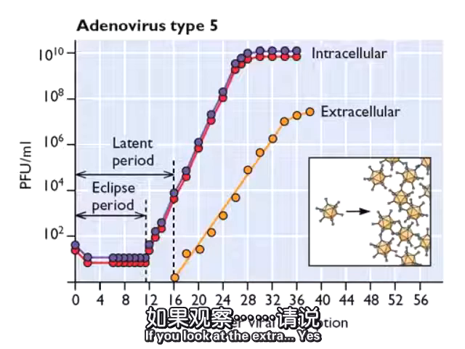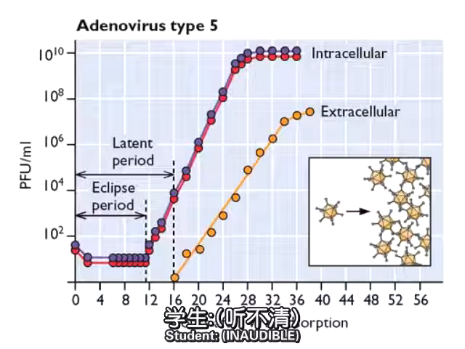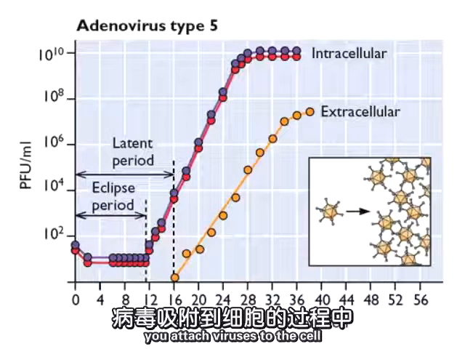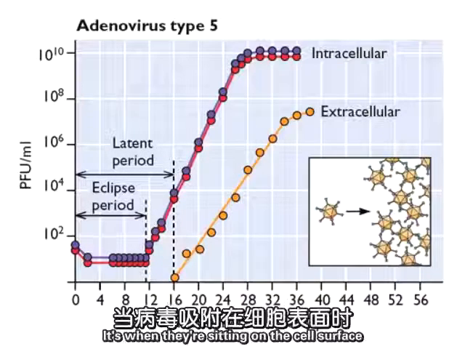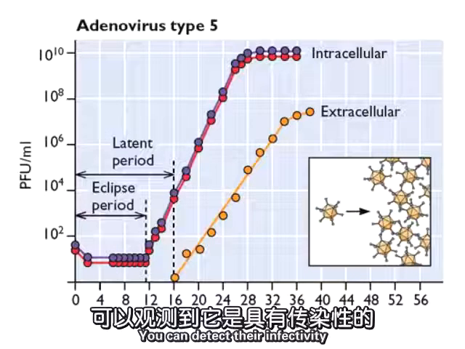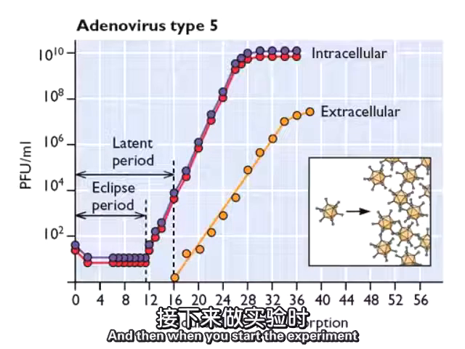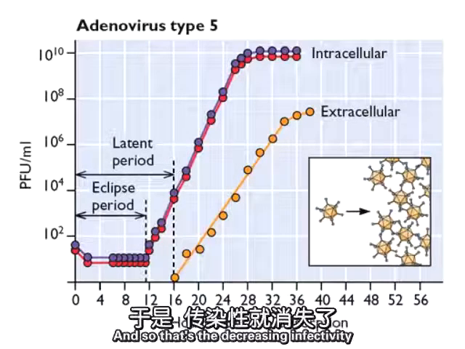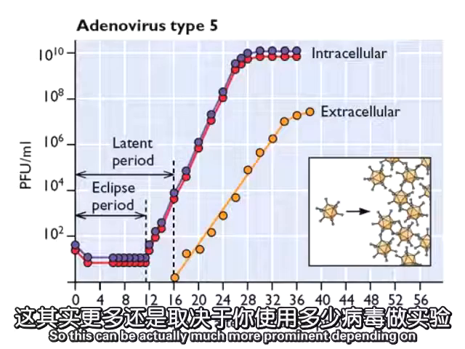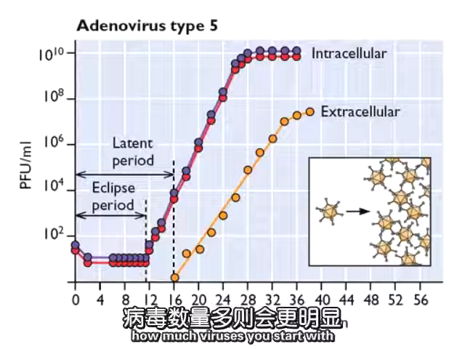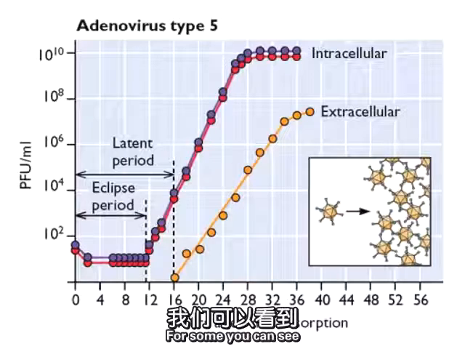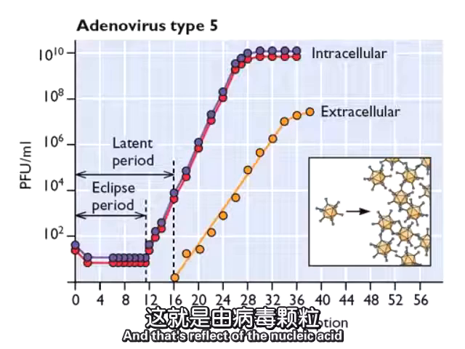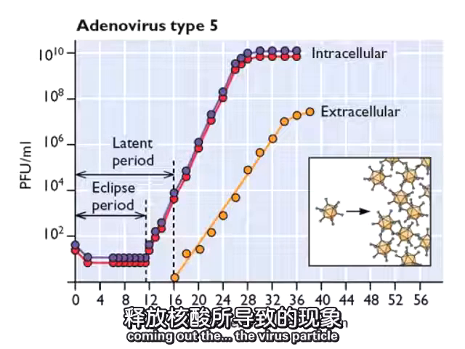If you look at the extra, yes? Why is there a slight decrease? That's the eclipse phase. In fact, you attach viruses to the cell, and so when they're sitting on the cell surface, you can detect their infectivity. And then when you start the experiment, you put the cells in the incubator, the nucleic acid gets out of the virion, and so that's the decrease in infectivity. So this can actually be much more prominent depending on how much virus you start with. For some, you could see that the zero time point is way up here, it drops all the way down, and that's reflective of the nucleic acid coming out of the virus particle.